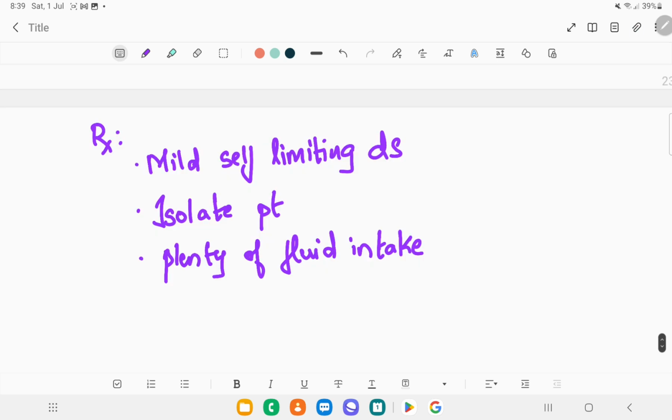Alright guys, very briefly about the treatment, it is a self-limiting disease. It's not a worrisome disease, it is a self-limiting disease. You just have to isolate the patients and give plenty of fluids.